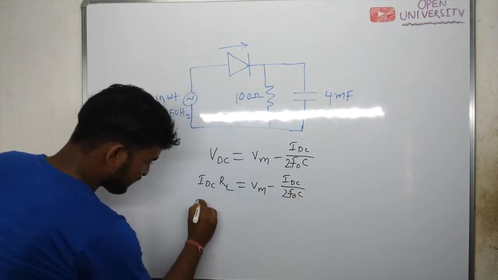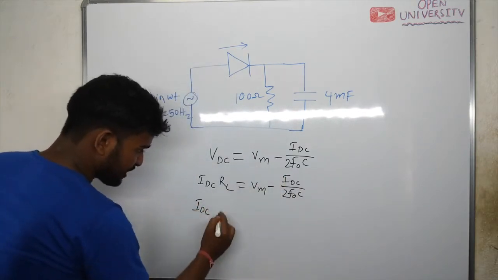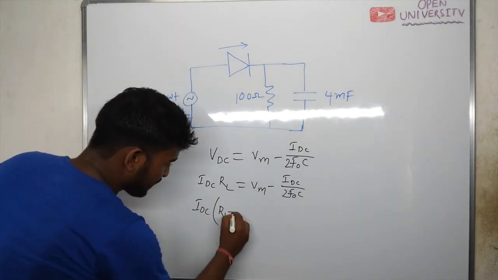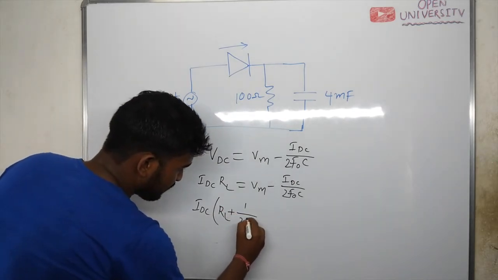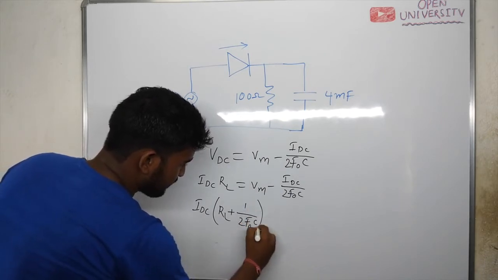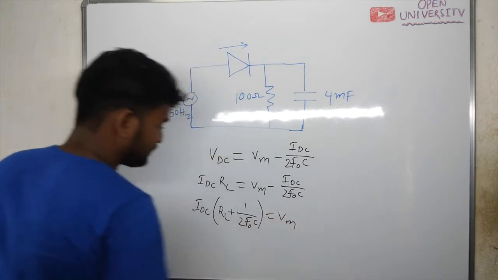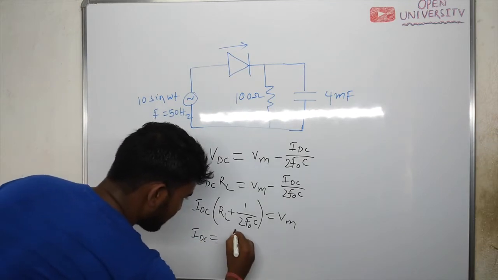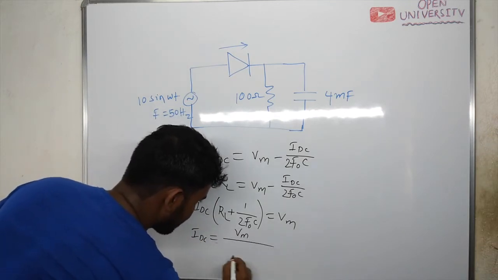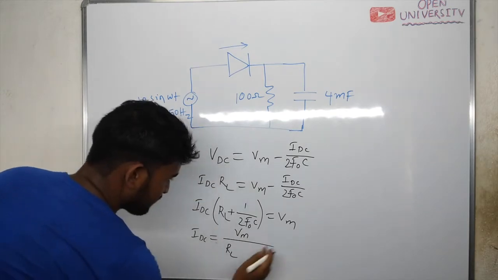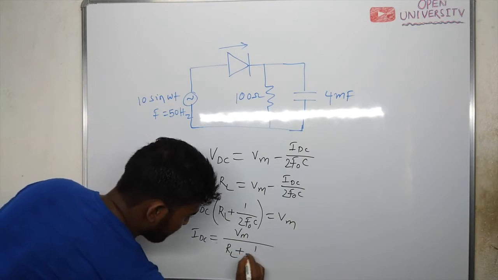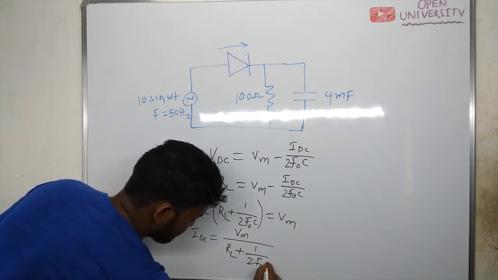Then if you bring this term to this side and take IDC common, it will be RL plus 1 by 2 F naught C, equal to Vm. Then what is the value of IDC? IDC will be Vm divided by RL plus 1 by 2 times F naught C.